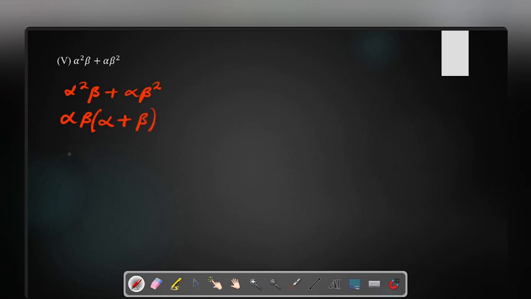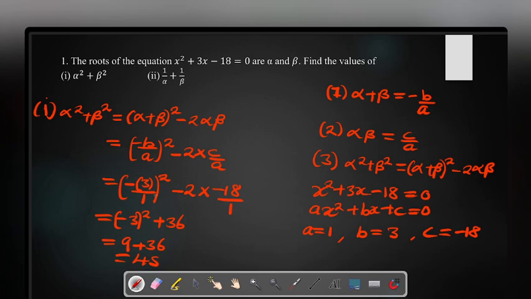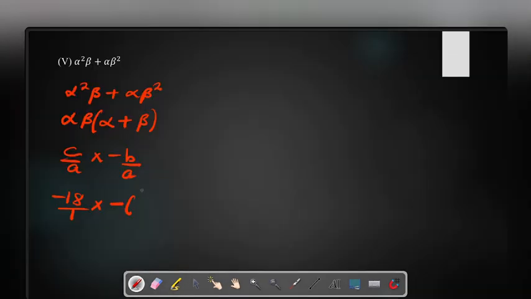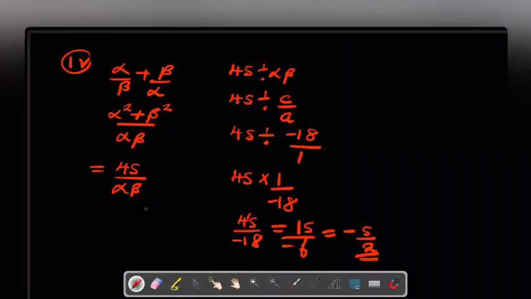So remember, alpha beta is the property which is c over a. Then we multiply this by alpha plus beta. The property for this is negative b over a, if you remember. Then you substitute. c is negative 18. Then a is 1, if you remember. Then negative, open. Then what is our b? Let's check for b. Here we can see that our b is positive 3. So we'll substitute here, positive 3 over a, and we can see that a is 1.